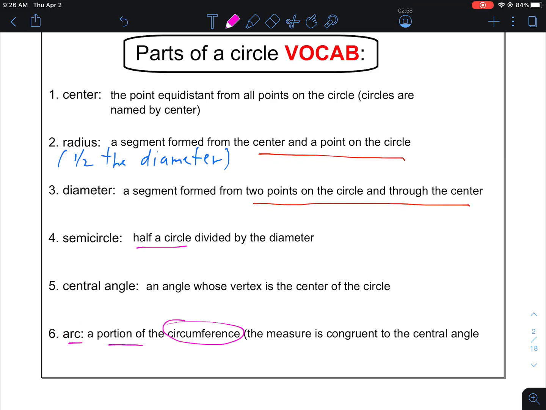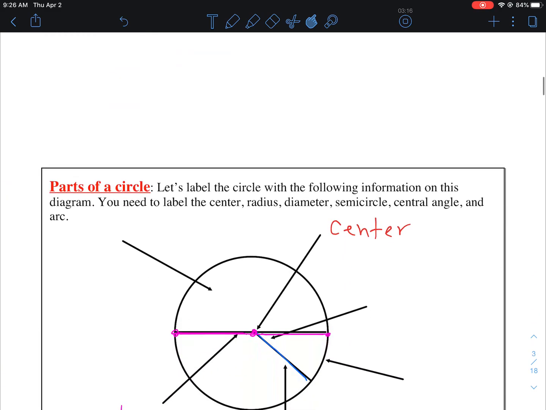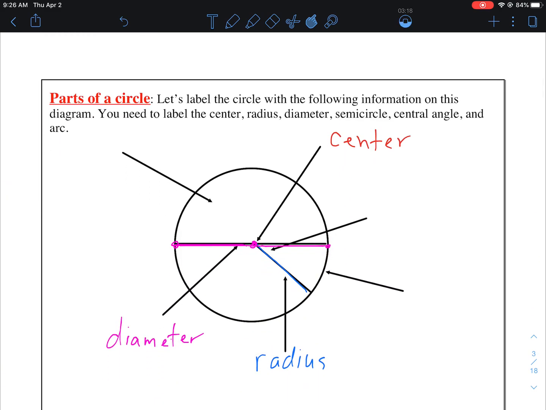All right, and then central angle is an angle whose vertex is the center of the circle. This is basically an angle made by two, I call them radii, that's the plural of radius, and the center is the vertex. So let's label those last three. I think the picture will help us understand that.